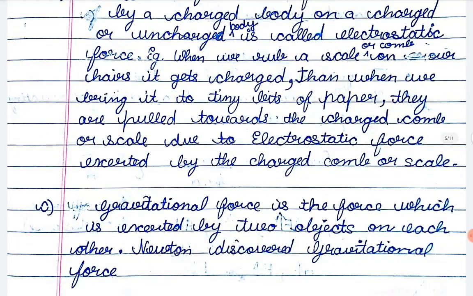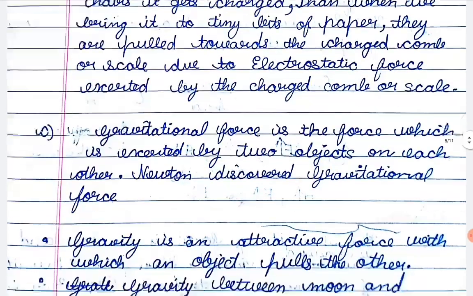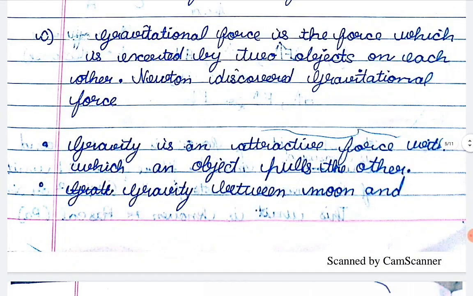We can take an example: when we rub a scale or comb on our hair and then bring it near tiny bits of paper, those tiny bits of paper are attracted towards the comb because of electrostatic force. Now gravitational force. Gravitational force is the force which is exerted by two objects on each other.